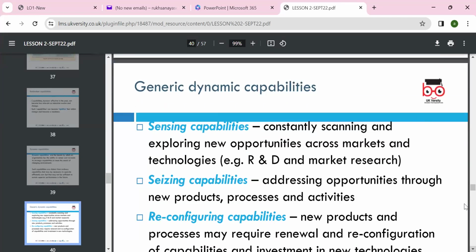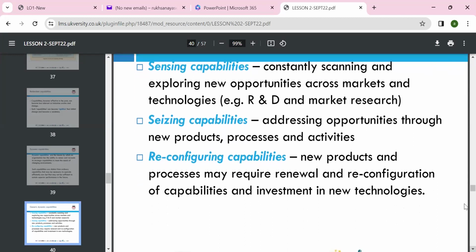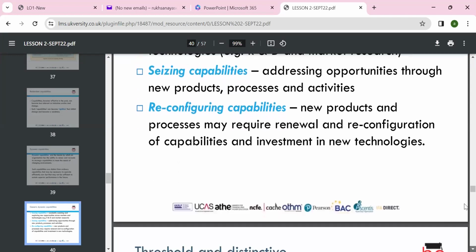Generic dynamic capabilities: sensing capability, scanning and exploring opportunity across the market; seizing capabilities, addressing the opportunity through new products; and reconfiguring capabilities, since new products and processes may require the renewal and reconfiguring of capabilities.